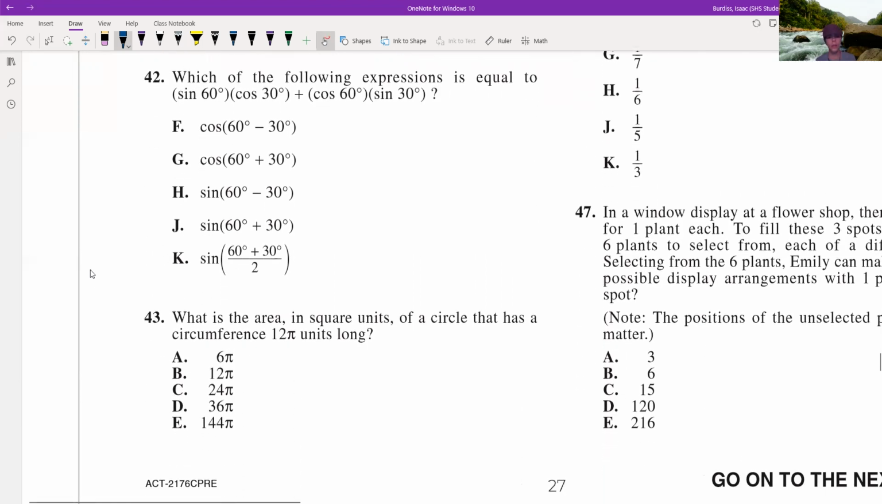Okay, what is equal to this? Now you might not know your rules, but if you plug this into the calculator, you would find out that it's 1. And sine of 90 is 1. So 30 plus 60 is 90. So sine of 90 is 1. So that's the same thing as that. That's just something that's good to know.